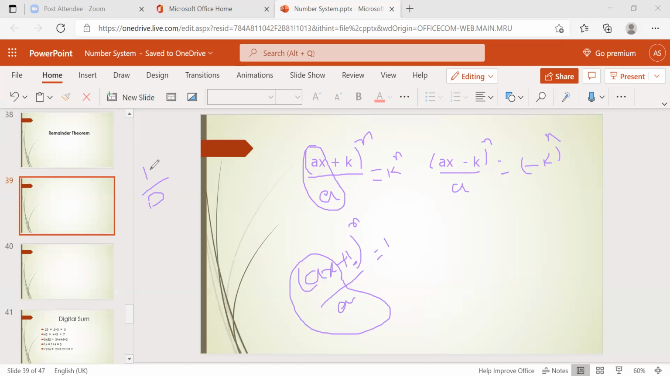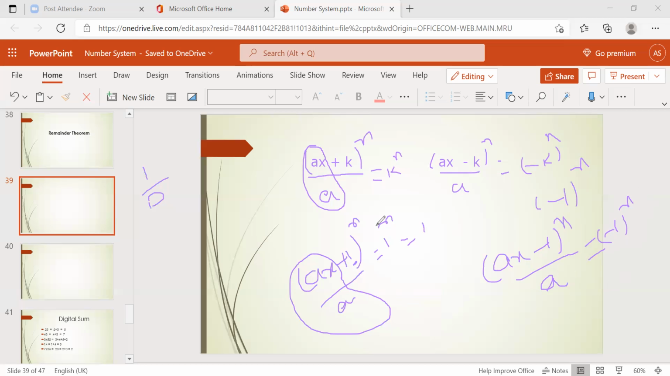So when it is 1, 1 power n. So 1 power n is the limit with a 1. So even with minus 1 power n, (ax minus 1) whole power n by a. If we can write the given problem in this format, then our remainder becomes minus 1 power n. If n is an odd number then minus 1 will be there. If n is an even number, then 1 will be there, right? So this is the binomial theorem format, right?